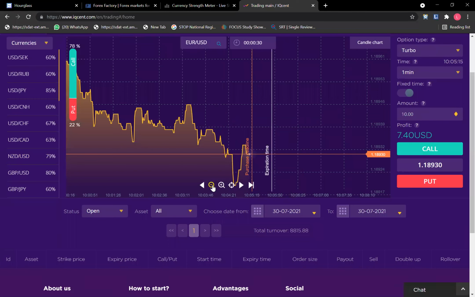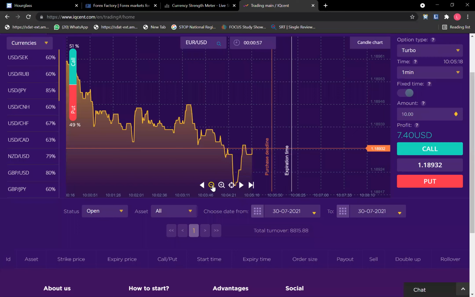Now, the first currency, I like to call it, the first currency is the buyer's market, while the second currency is for the seller's market. I think this is the best way for you to understand this.